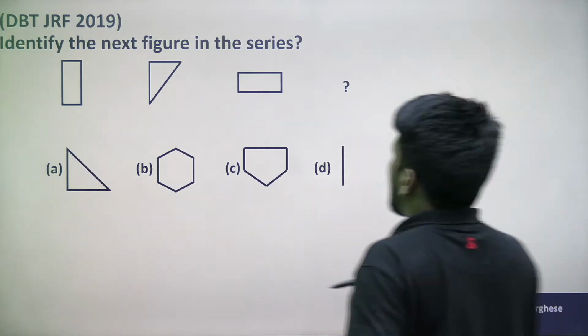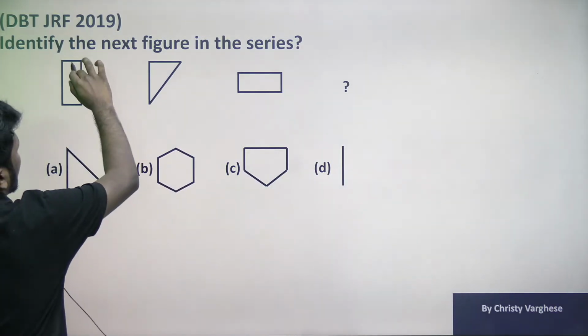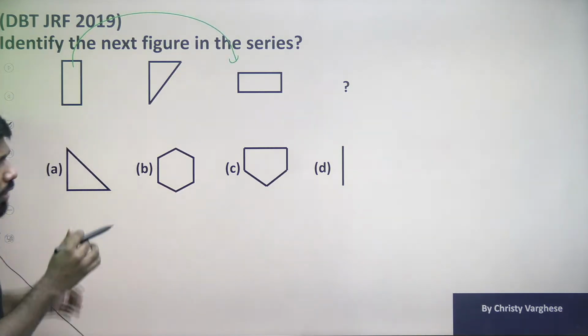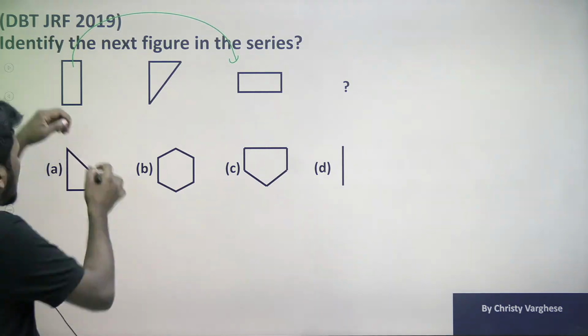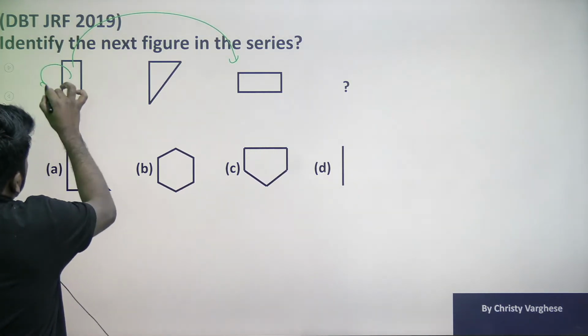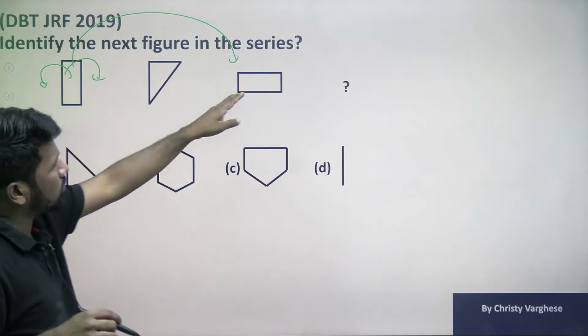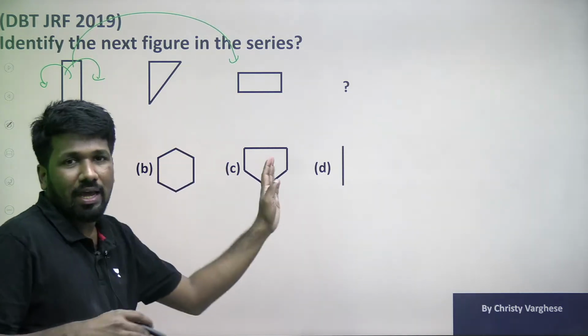So that vertical rectangle is becoming horizontal. So either by clockwise or anti-clockwise rotation. So either you turn this way or this way. That we don't know. Both will look the same. That we will understand from the answer options.